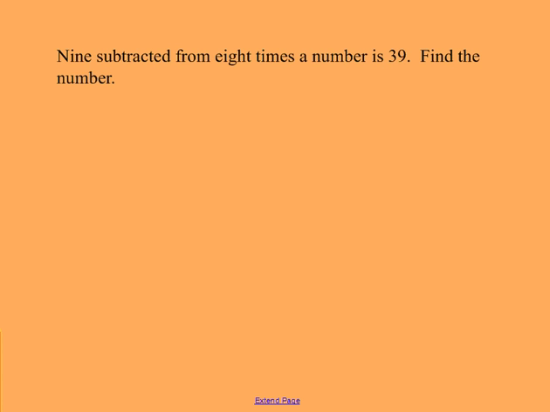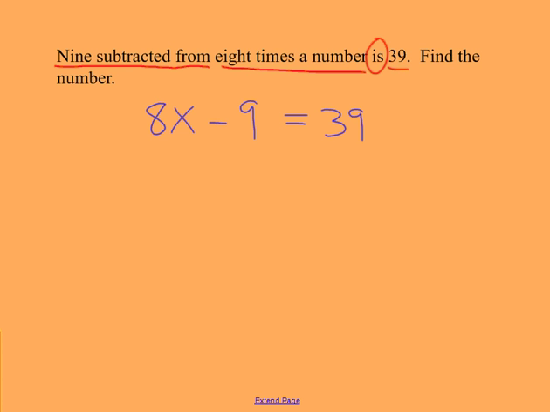Well, it starts out saying 9 subtracted from, so we know we're going to use some subtraction. What are we subtracting it from? We're subtracting it from 8 times a number, is 39. So these are the pieces that we need to translate into math. 8 times a number is going to be 8x. We're subtracting 9 from that, is, meaning equals, 39. So here's our equation: 8x minus 9 equals 39.